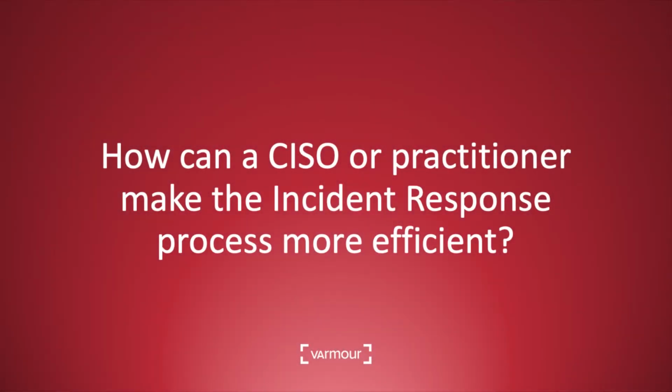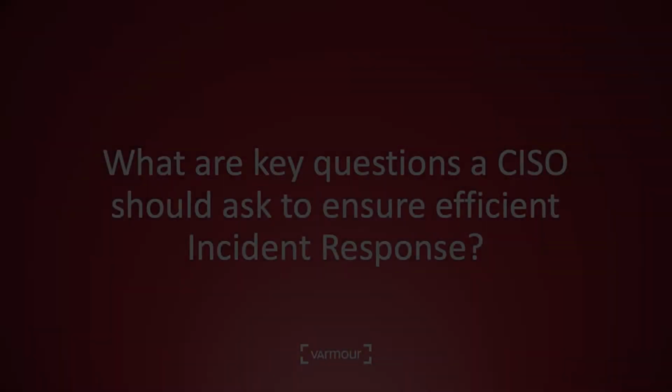How can a CISO or practitioner make the incident response process more efficient? In the incident response process or processes, understanding what is important is what helps responders actually get the job done. Again, how do I stop the collateral damage from spreading to other key systems and key resources?